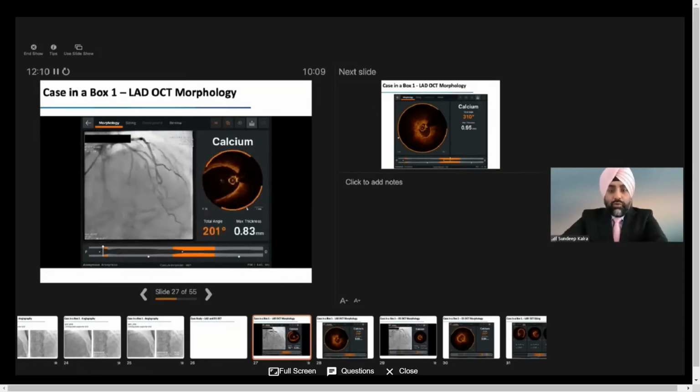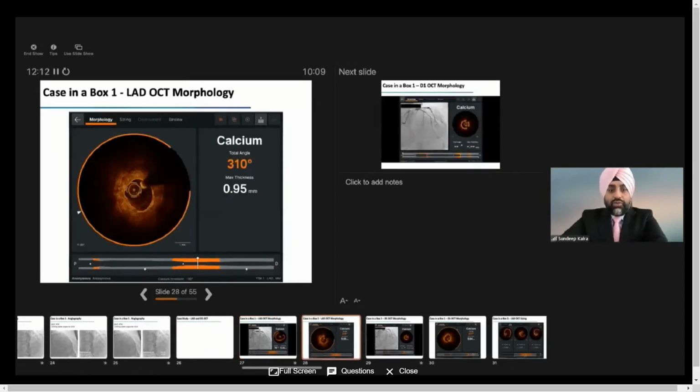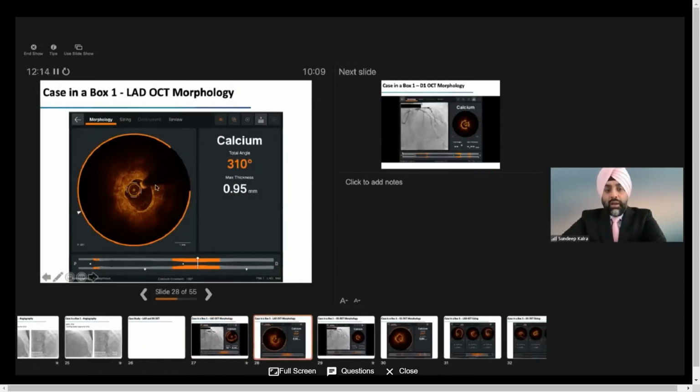I'm just going to forward through and go onto a frame where we see the most severe stenosis in the LAD artery. So we can see that there's a 310-degree arc of calcium, and it's almost a 1 millimeter depth at most. So we're not talking just about intimal calcification. There is medial calcification here as well.